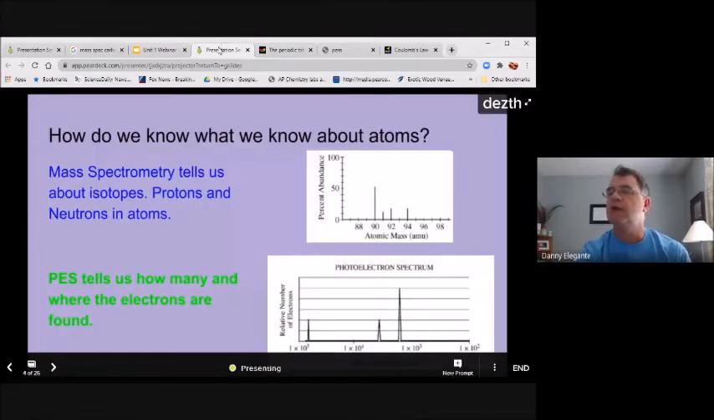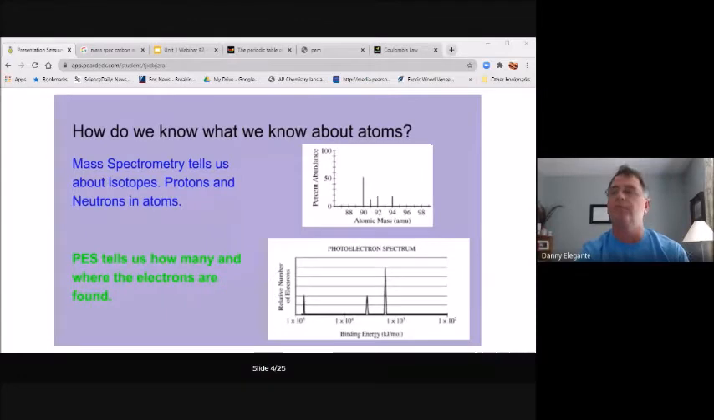So this is a quick, how do we know what we know about atoms? Once upon a time, we didn't know anything about atoms, and then poof, all of a sudden we did know about atoms. So what changed? We developed things that let us understand and read certain information.